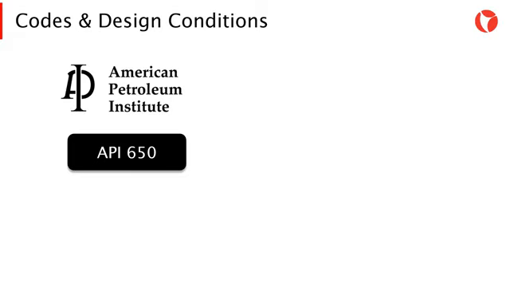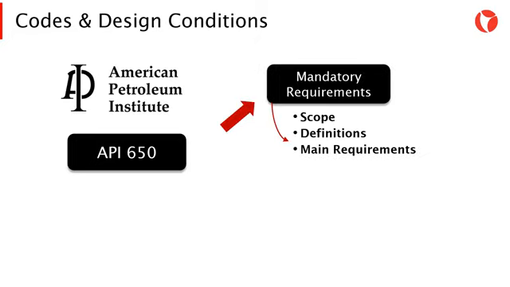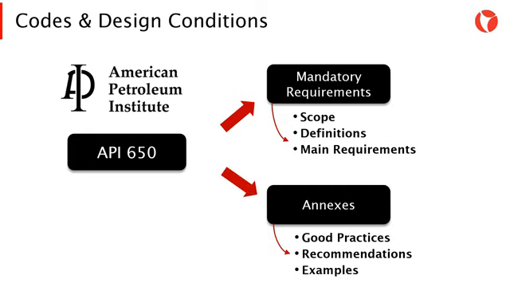The API 650 code from the American Petroleum Institute is divided in two main parts. In the first part of the code, the mandatory requirements are found, where the scope, definitions, and main contents are included. In the second part, we find the annexes, a set of good practices, recommendations, and examples.